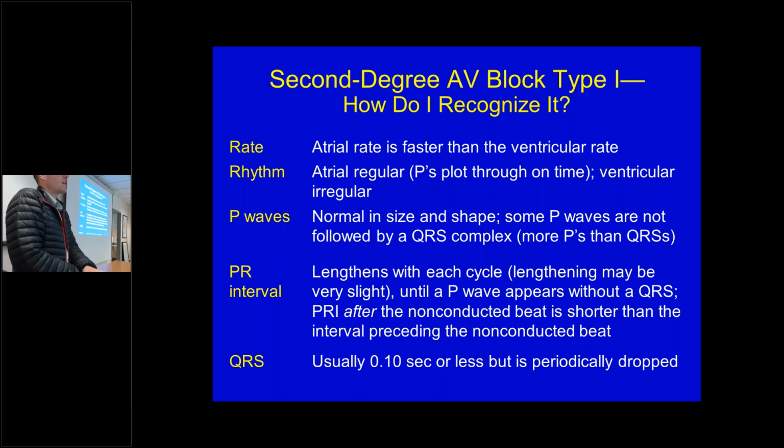It doesn't necessarily always have to be, it's not always in a pattern. Meaning if it's 3 with the PR interval slowly getting bigger and then dropped, the next one could be 4 and then dropped. The next one could be 2 and then dropped. The ventricular rate is irregular, just depending on how that impulse is getting through. Each beat might be a little bit different in how it's getting through. So that ventricular rate is going to be irregular. It's not always going to be a pattern.